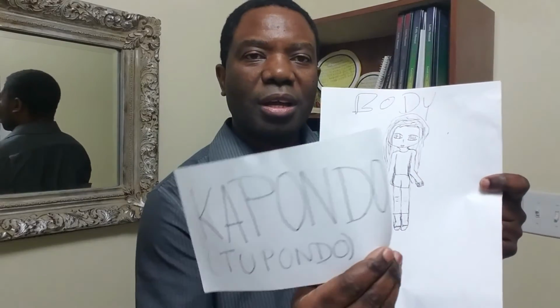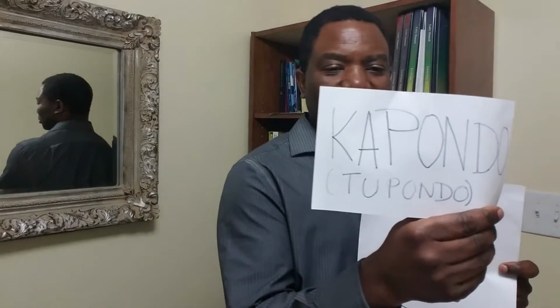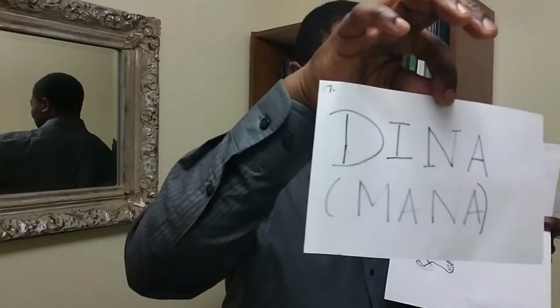Kapondo. Kapondo, the name is interesting, I like it. Kapondo or tupondo, it's the talus, which is this part. See, Kiluba has many words here and there. As we learn, we discover. And then we have Dina. Dina is one toe. Mana, many of them. So we have Dina and Mana over here.